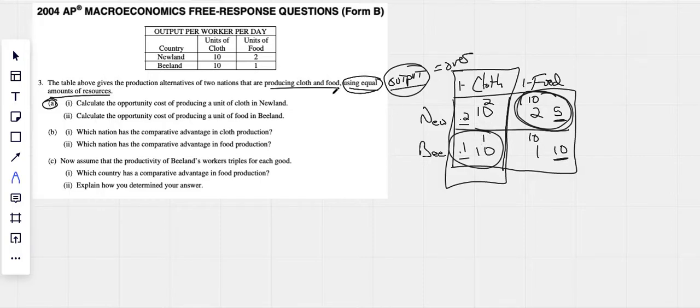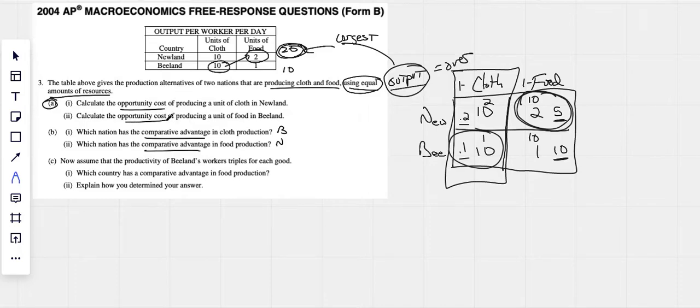We could have done this in a very quick way up here to find out. Obviously, it wouldn't have given us the opportunity cost, but if all they were asking was which nation has the comparative advantage, we could have clearly just gone 10 times 2 is 20. 1 times 10 is 10. We are doing output. We want the largest number when we cross multiply and do that quick method. So Beeland should do clothing and Newland should do food. Because these two have the largest number, those two would be the ones who have the comparative advantage. So we know food should be done by Newland and cloth should be done by Beeland.